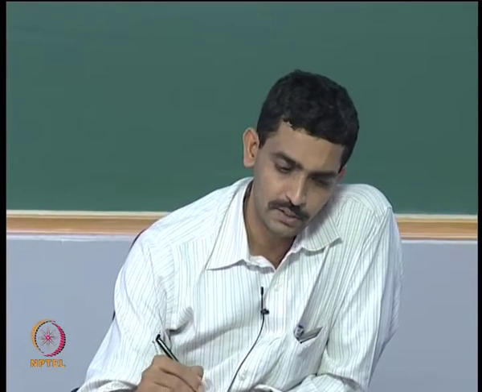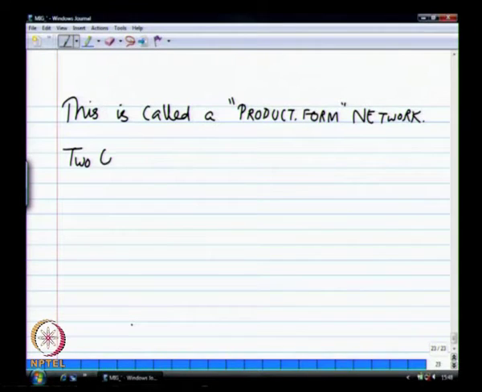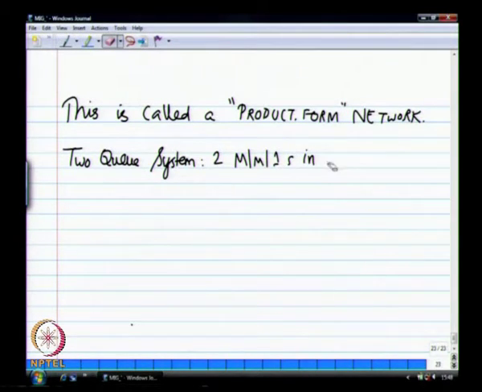Okay. So let us look at a 2 queue system. So 2 M/M/1 queues in tandem. So what is the E of n? E of n is the total number of customers in the system, the total number of customers in the entire tandem queue system. What is that going to be?